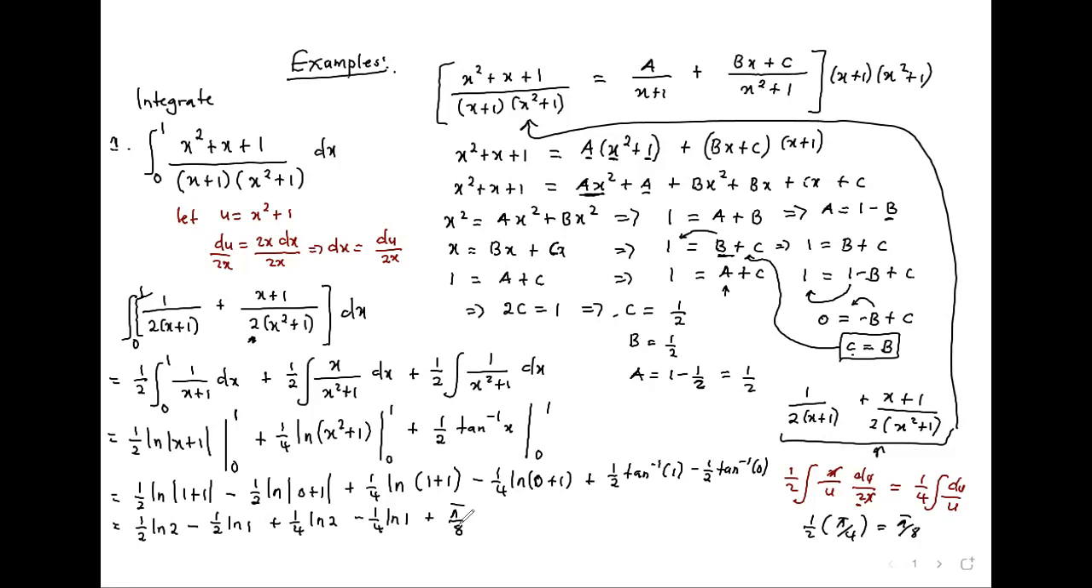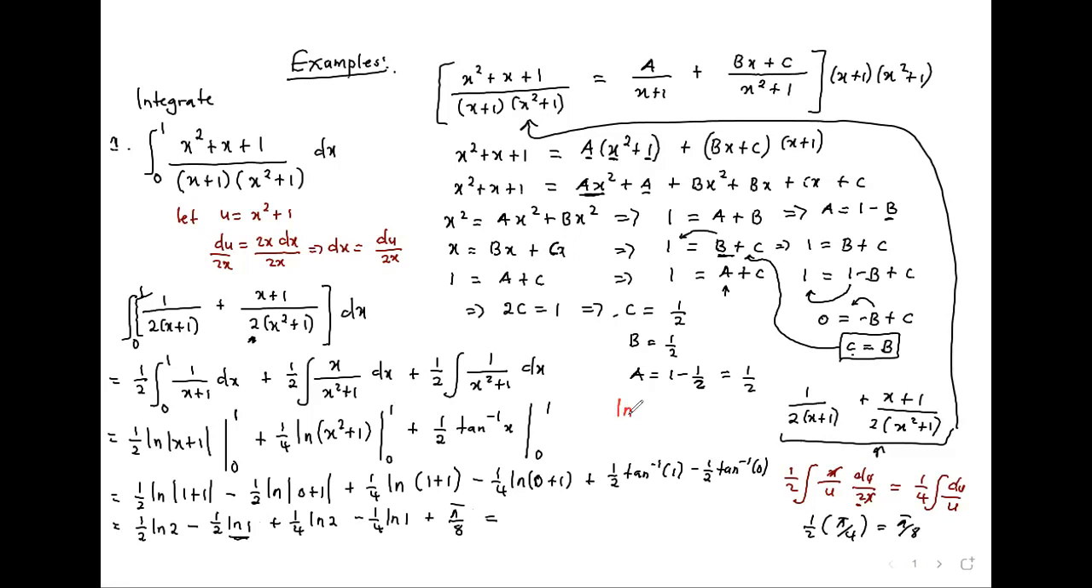minus tan 0 is what? Tan inverse of 0 is 0, is it? Tan inverse of 0 is 0. So we add. This is giving us ln 1. Remember that we said that ln 1 is 0.